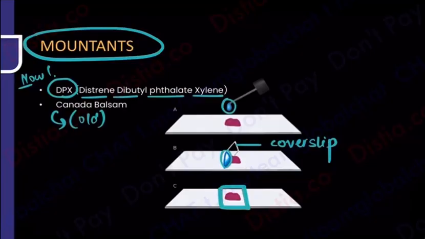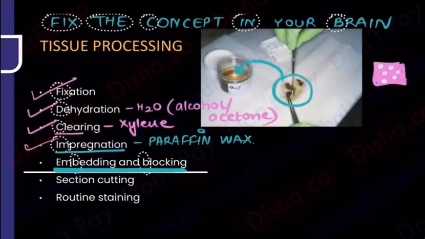So now, before I move on to 1 or 2 questions, I want to give you a quick recap of this. What was your mnemonic? Fix the concept in your brain. So please note, fix means fixation: for light microscopy, formaldehyde; for electron microscopy, glutaraldehyde. Fix the concept: for dehydration, dehydration by alcohol and acetone; clearing by xylene; in for impregnation, adding paraffin wax; then embedding and blocking, you get that paraffin block. And how do you make the embedding? What mold? L mold, Leuckart mold.